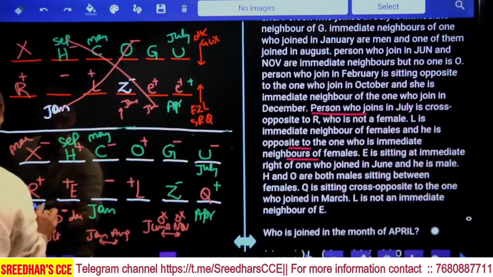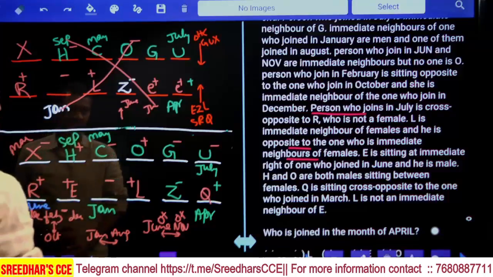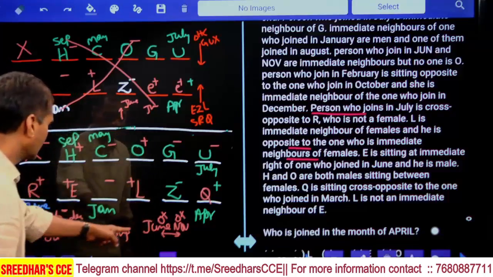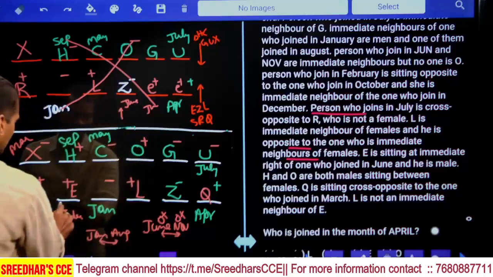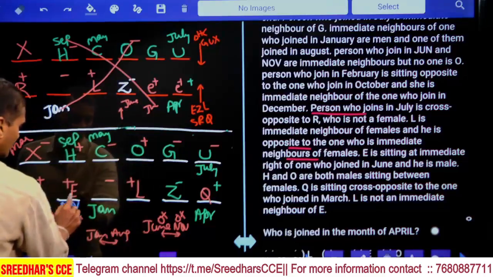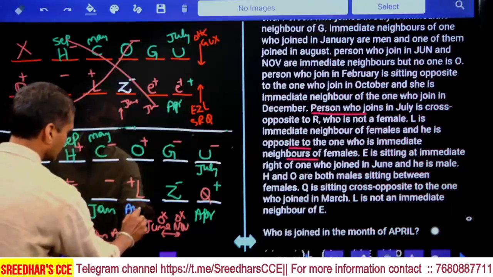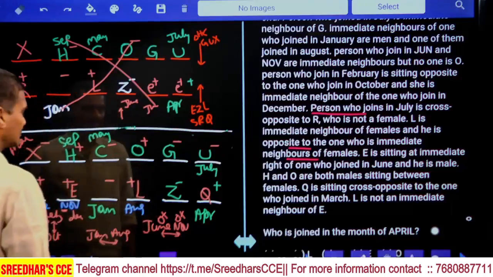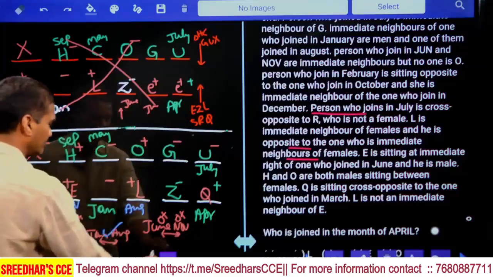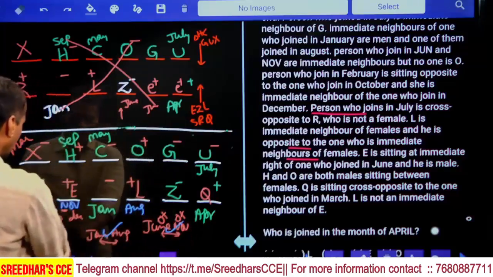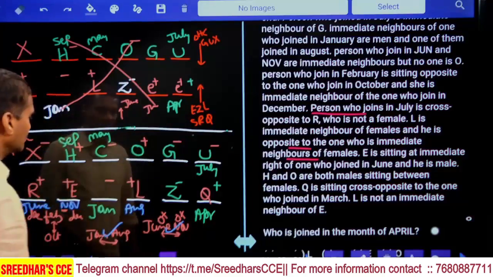Then only E is to the immediate right of the one who joined in June. If June is here, June and November are adjacent to each other. Hence E must have joined in the month of November. And Jan and August are adjacent. August is here. As Jan and August are adjacent to each other, Jan and August are done, June and November are done. Then October and February are opposite to each other.